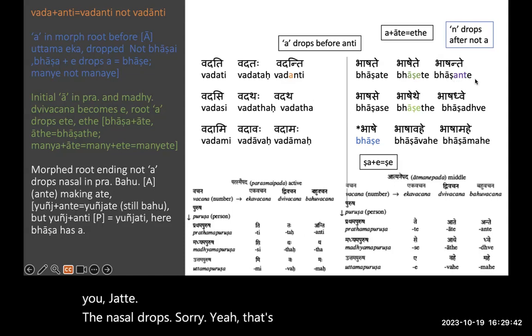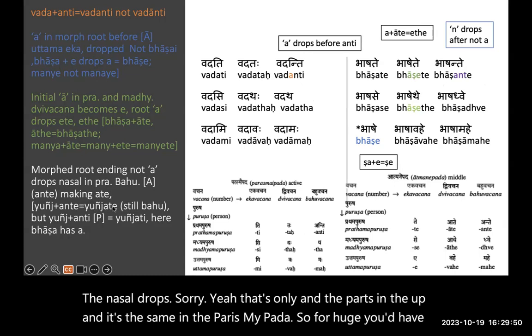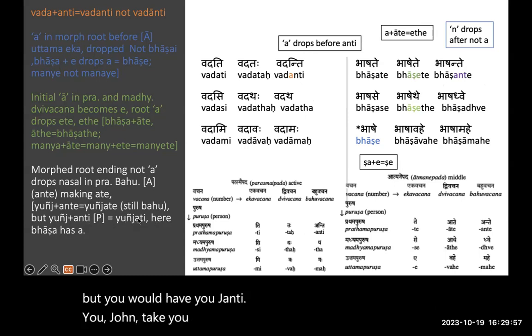Oh, sorry. Yeah, that's only in the Atmanepada. It's the same in the Parasmaipada. So for yuj, you'd have yujate, but you would have yujanti, yujanti. That should say yujanti. Don't worry about that. Now, here's the thing.